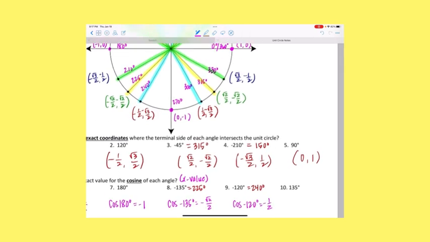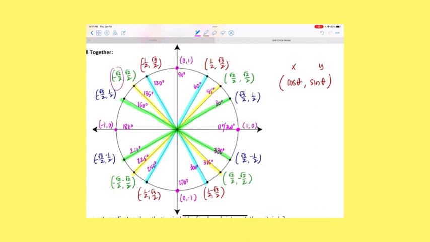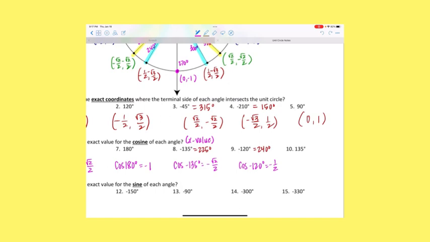And then 135, nice positive angle, which I already did. 135, there's my cosine again at negative radical 2 over 2. Cosine of 135 equals negative radical 2 over 2.